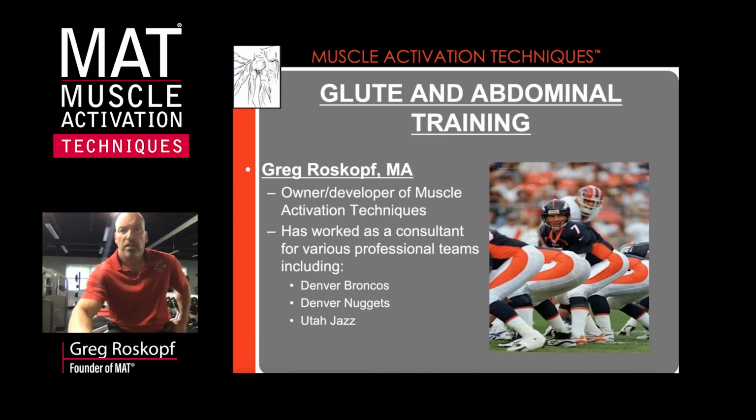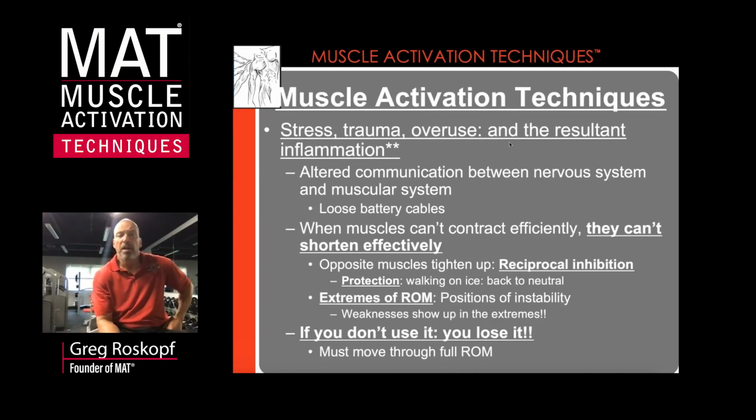So first, I'm just going to talk about muscle activation technique. With muscle activation techniques, basically we look at whenever you have stress, trauma, or overuse, the resultant inflammation alters the communication between the nervous system and the muscle system. So it's like having loose battery cables. The brain sends the messages, but they just don't get to the muscles, and literally then they can't do their job. They can't contract on demand, so they can't stabilize joints and protect us from injury. And this happens when you have inflammation.